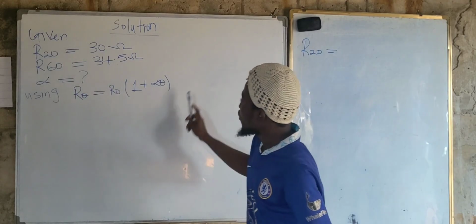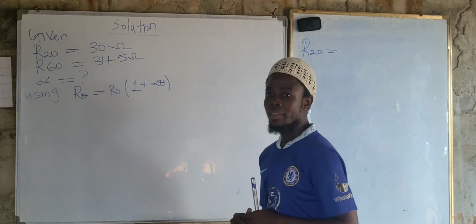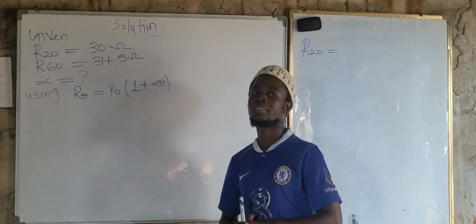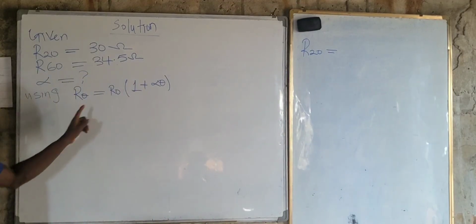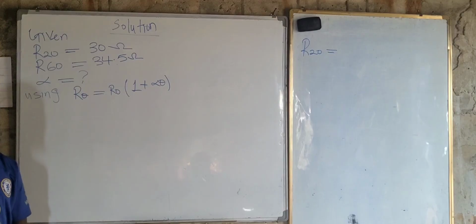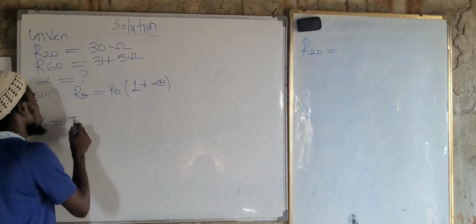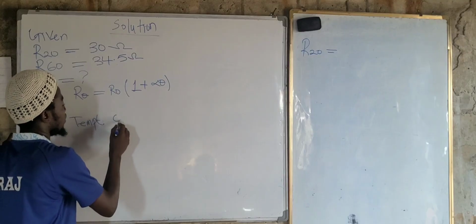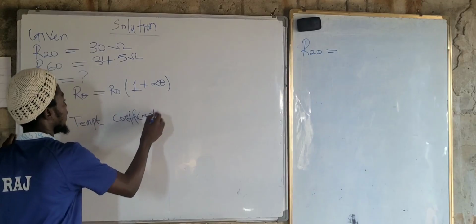Now, from the formula here, alpha is the temperature coefficient of the resistance. Alright? Not only that, this one is the temperature at 0 degrees Celsius. Are we okay? Alpha is equal to the temperature coefficient, okay? Are we alright here? Yes, sir.